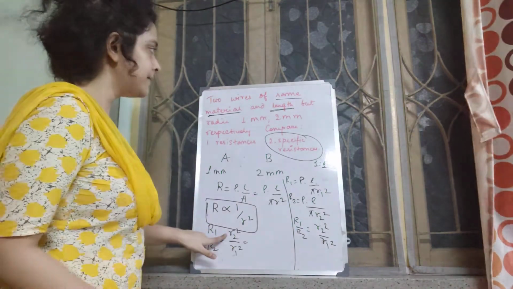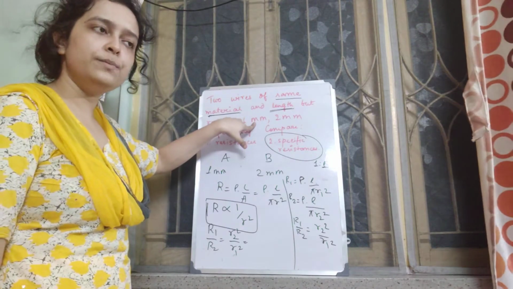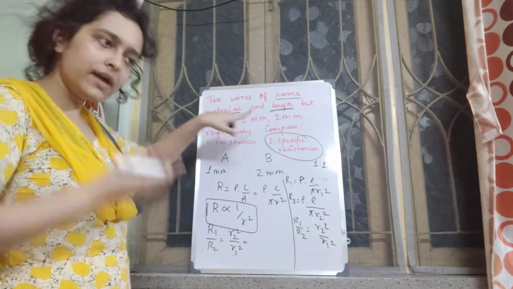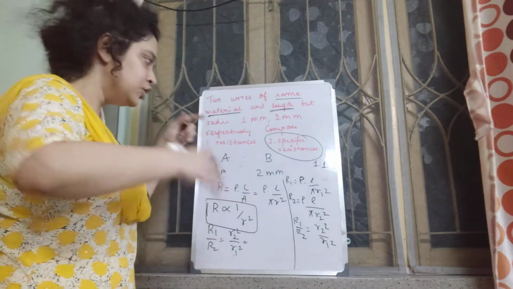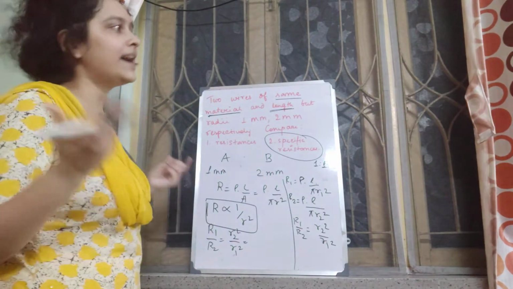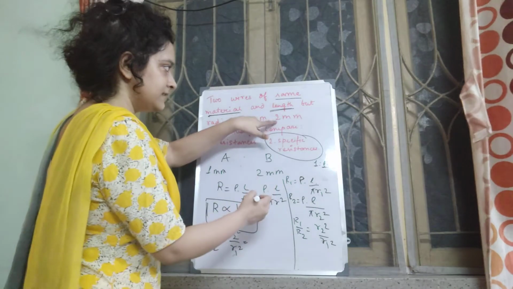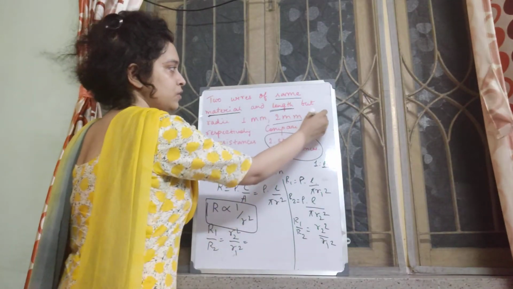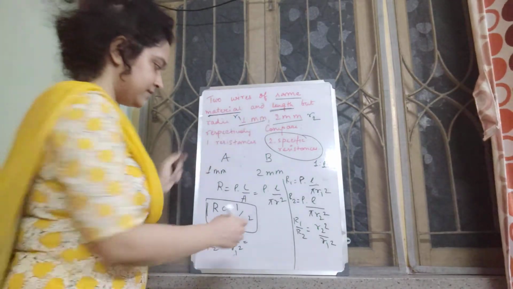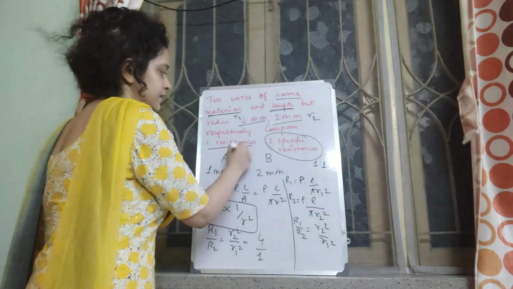So r2 square means 2 millimeter squared over r1 square, 1 millimeter squared. Do I need to convert it to meter? I don't need to, because it's a ratio we are finding. If you convert to meter, numerator and denominator both will be in meter and will cancel. So why waste time? I am finding the ratio of this to this. So 4 by 1, therefore the resistance ratio is 4:1.